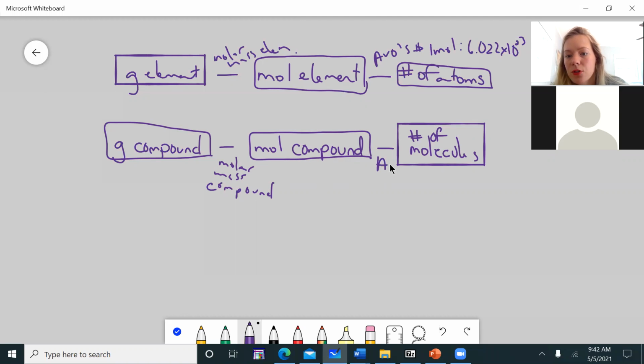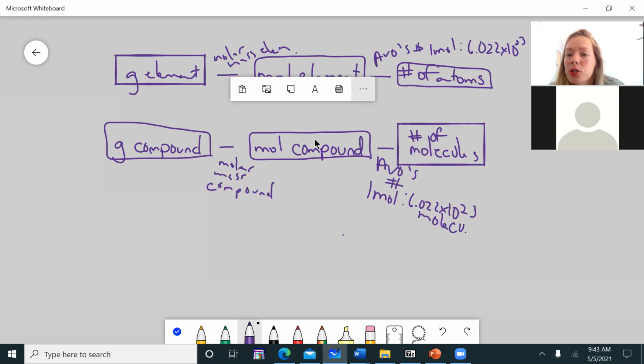So this is also Avogadro's number, because, right, Avo's number says 1 mole of anything. Doesn't matter if it's an element or a compound. 1 mole of anything is 6.022 times 10 to the 23rd individual things, or in this case, individual molecules.